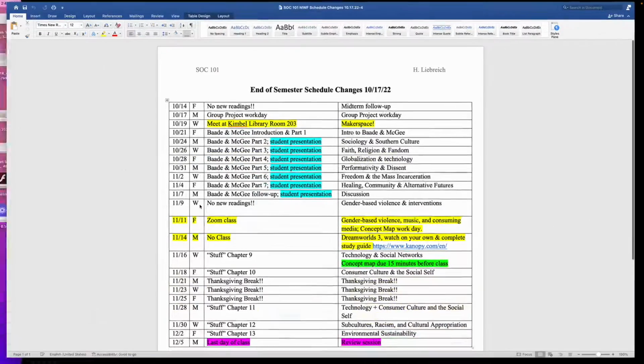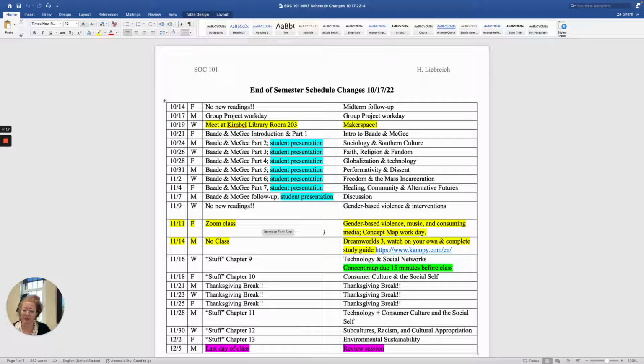So go down to the week we're in right now. Here. You'll see that today was the last student presentation for the Beyonce book, and we are sort of recalibrating and going back to the textbook and some other things related to SOC 101. I won't be here starting tomorrow is when I leave.